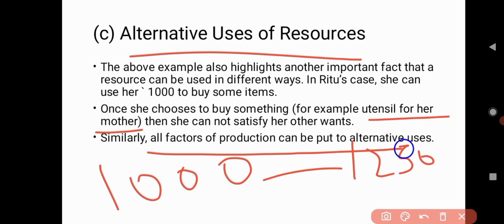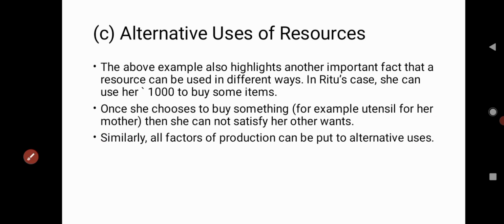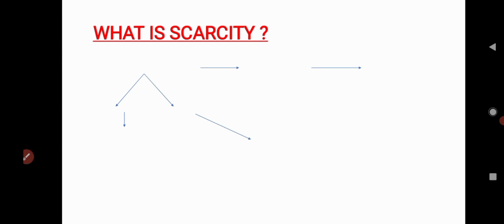So all factors of production can be put to alternate uses. We will study this in more detail in further examples. Let us continue further. So let us start with that.